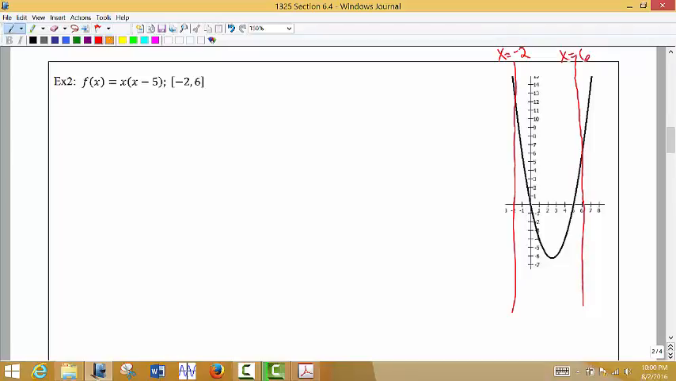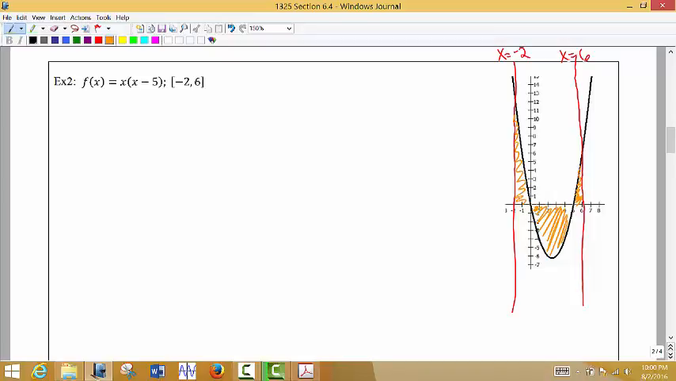So remember what we're looking for. We're looking for the area between the curve and the x-axis. So I'm looking for this area here, and I'm actually going to find this area here and this area here. Okay, so between the curve and the x-axis, and in between -2 and 6.